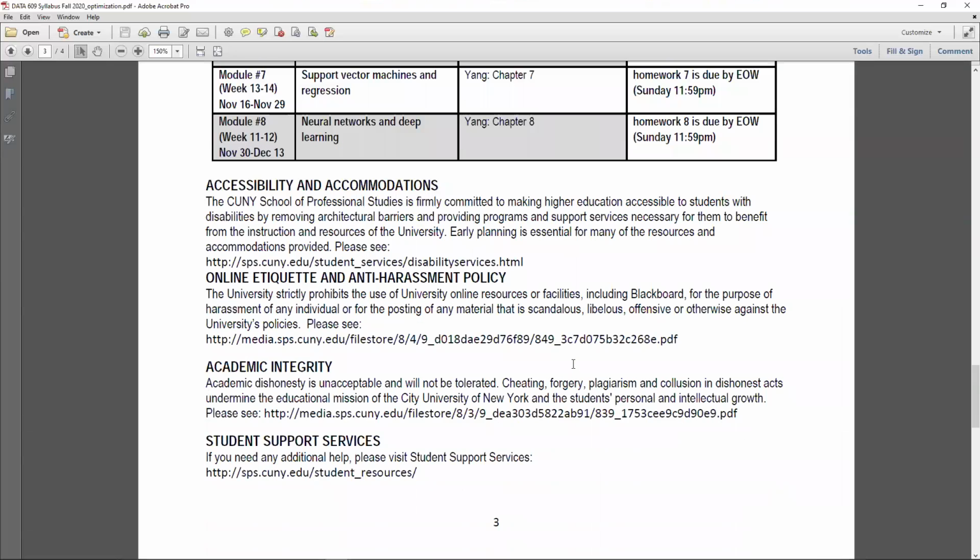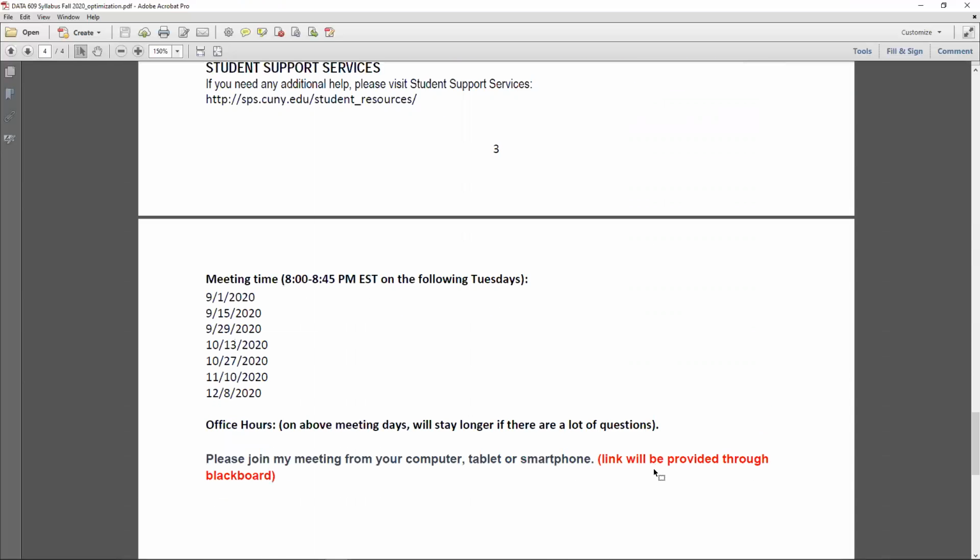And then, of course, you should follow the academic integrity, make sure that you follow all the major rules provided by the university. And then one more thing that I really want to discuss here is the tentative meetup times.